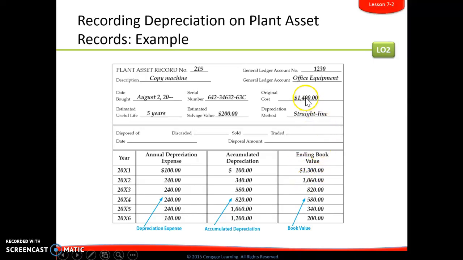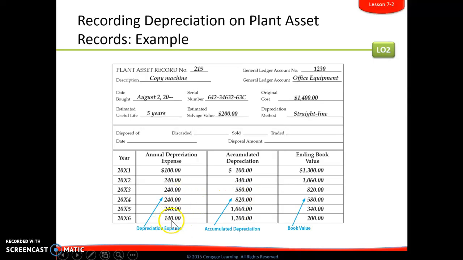We could take the original cost minus the accumulated, or I should say for the next one, we could take the ending book value minus the new annual depreciation to figure out the ending book value. So two ways, it should give us the same number. So we notice after year 1, year 2 has the full depreciation. We're simply adding that annual depreciation to the previous year's accumulated. We're doing the same thing with year 3, year 4, year 5.